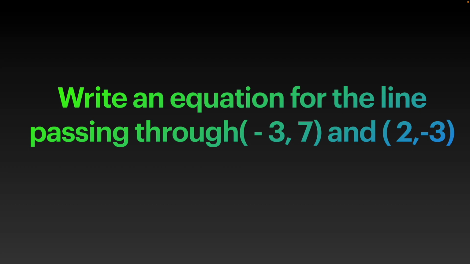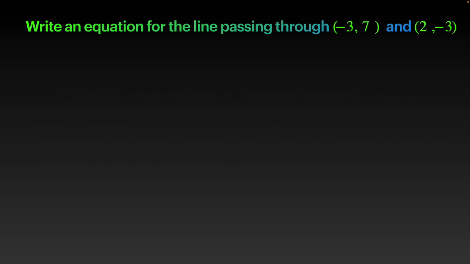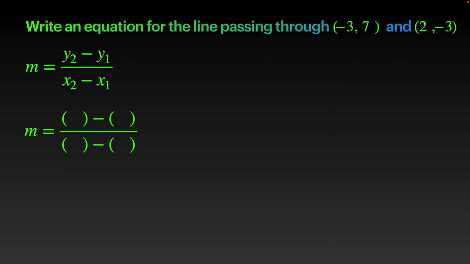Let's start with finding the slope. The formula for the slope is change in y over change in x. These two y values come from these 2 points, this one and this one, and the x values come from here and here. So let's take a look how we would plug it in.